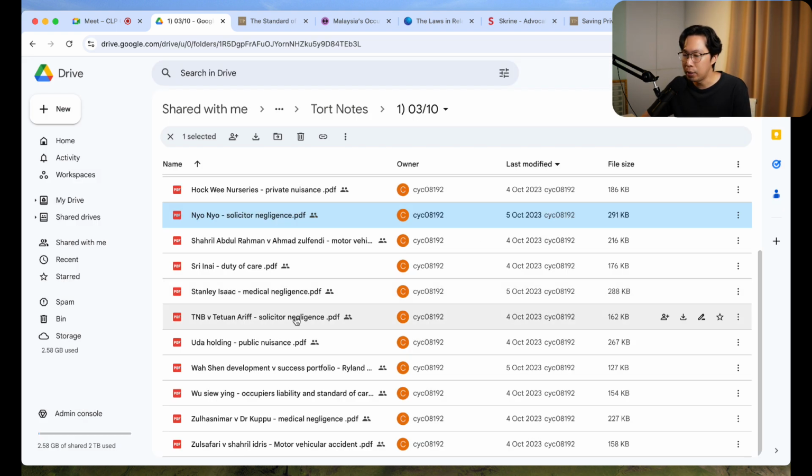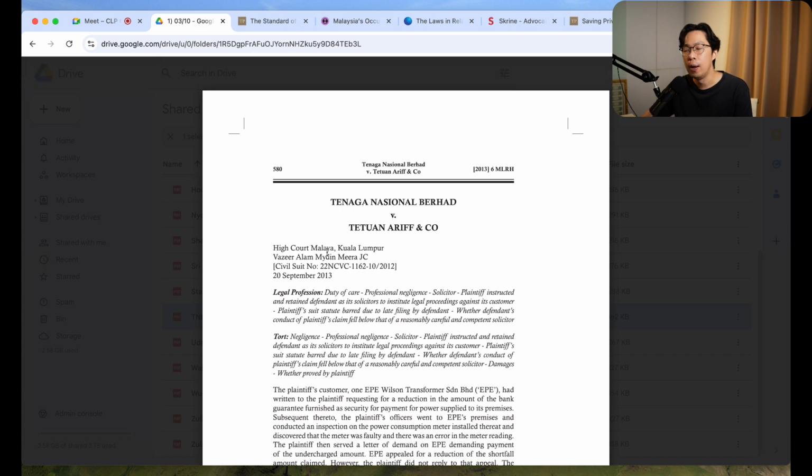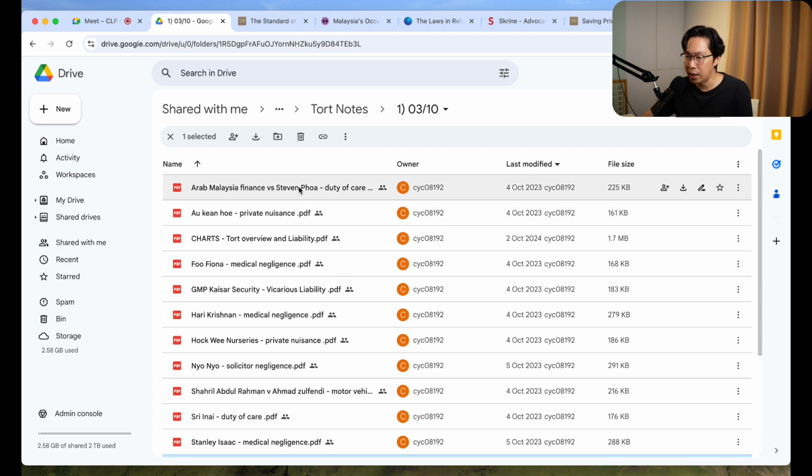There's also another one. This is the one. TNB and Tetuan Arif, the lawyer, got sued for negligence. So I want you to learn to use the language, how they come about, talk about negligence and immunity. So whatever you learn from there, you can also use it in our professional practice, duties of counsel, solicitor, immunity, and negligence.